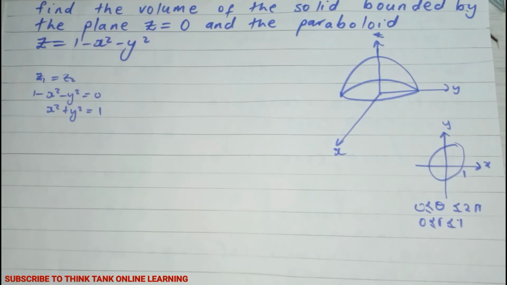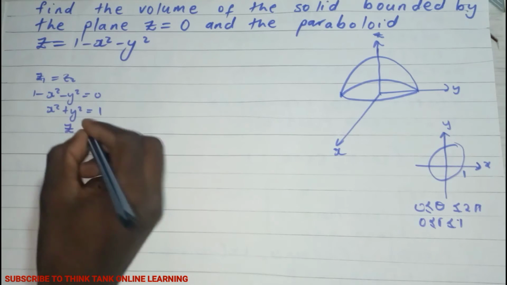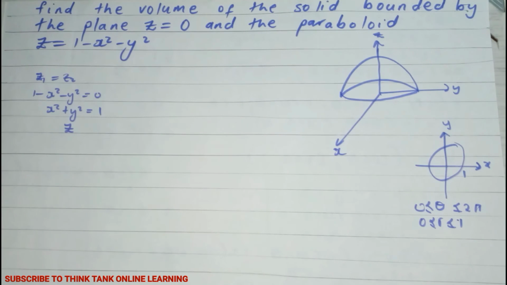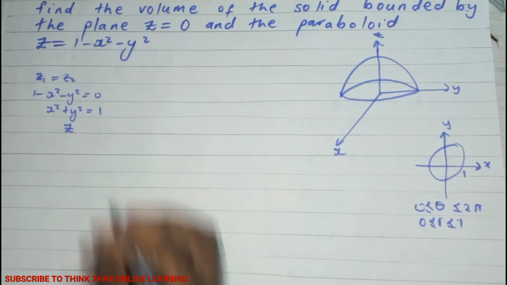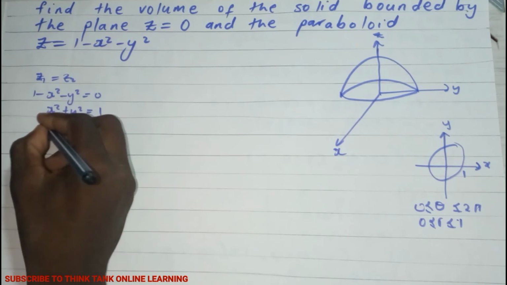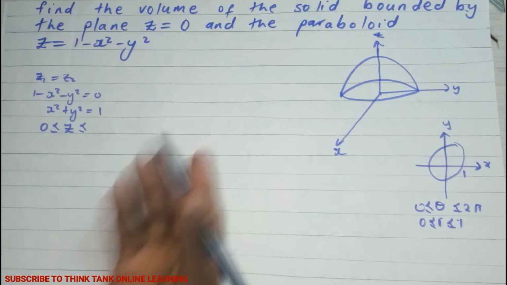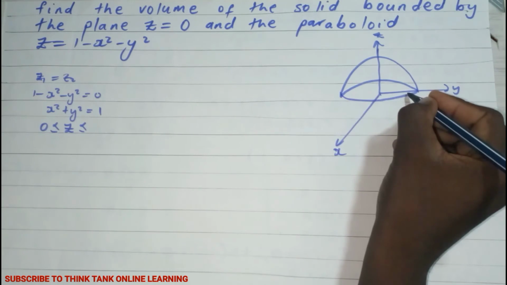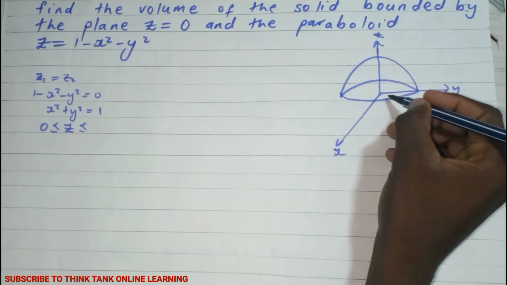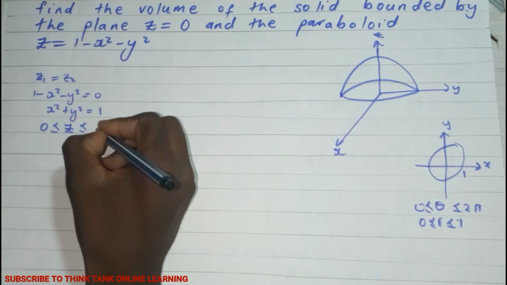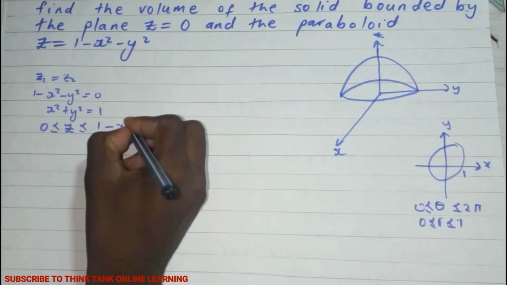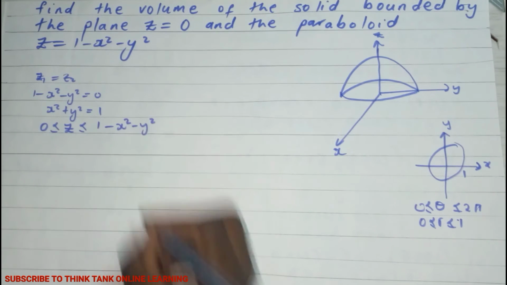So it's time to evaluate our triple integral. Then for z, what is the lower bound and what is the upper bound? If you're given z equals 0, just know the lower bound is 0. In some cases z may be the upper bound, but in this case z equals 0 is the lower bound, so the upper bound is 1 minus x squared minus y squared.